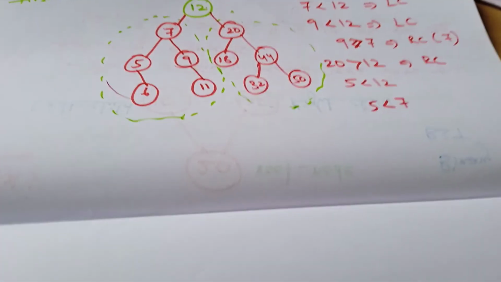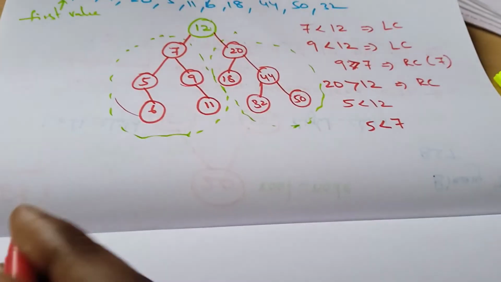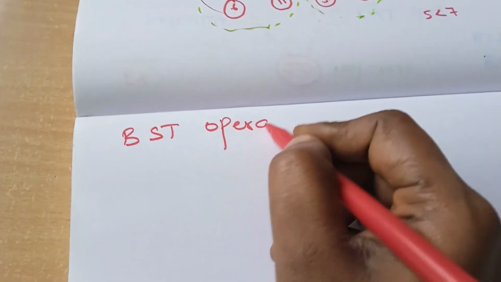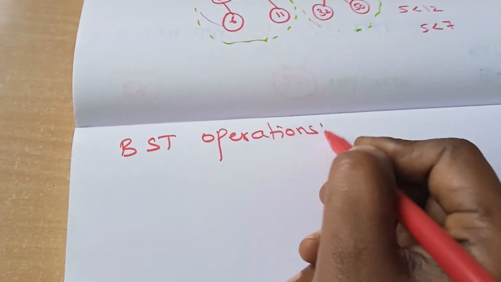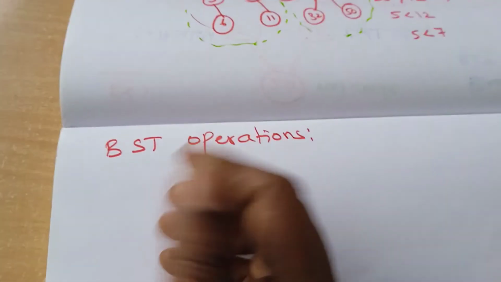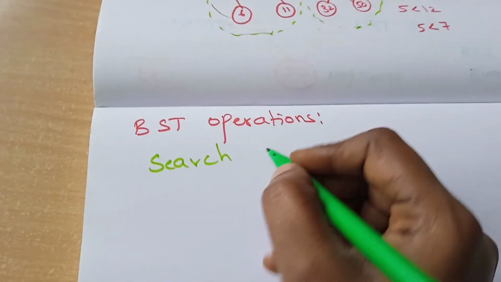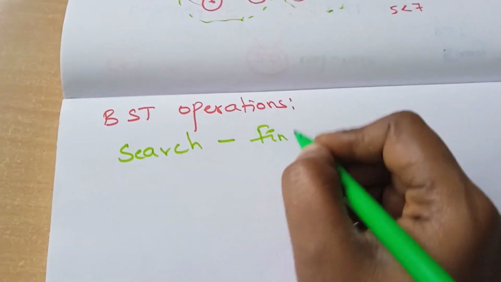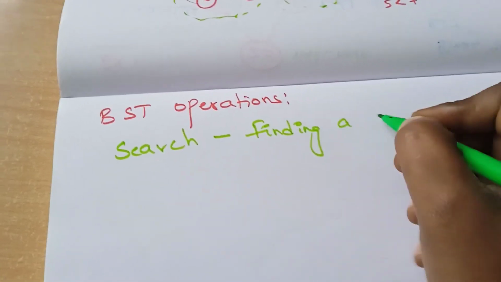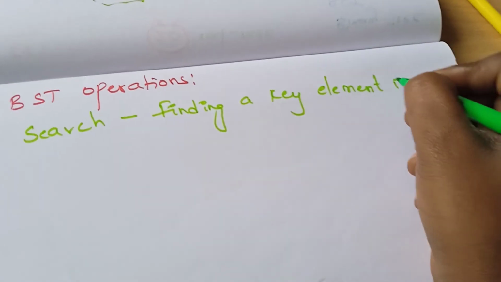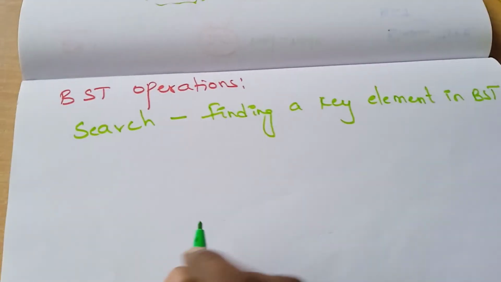Okay, right. Now let's see binary search tree operations. So basically we'll perform 4 operations. Search, that is finding a key element. Finding a key element in a binary search tree.